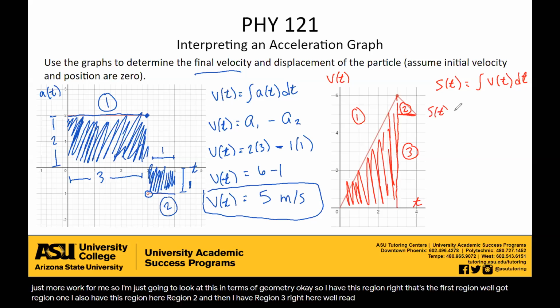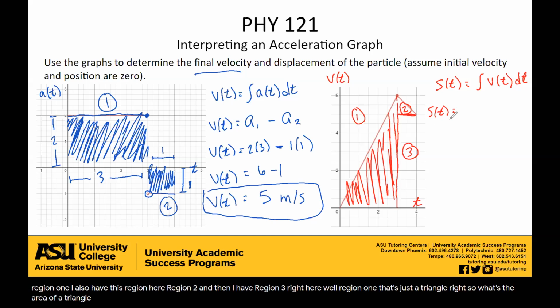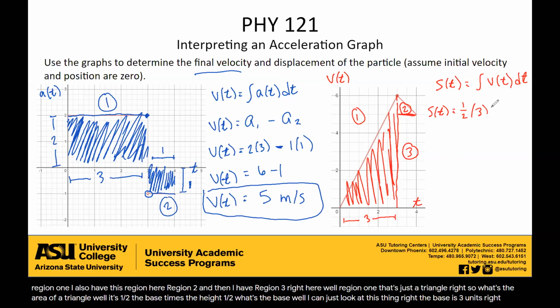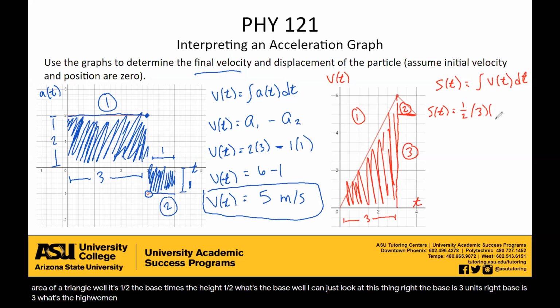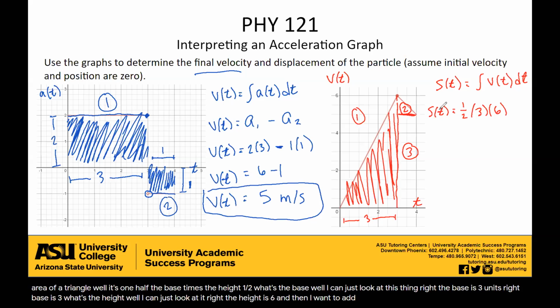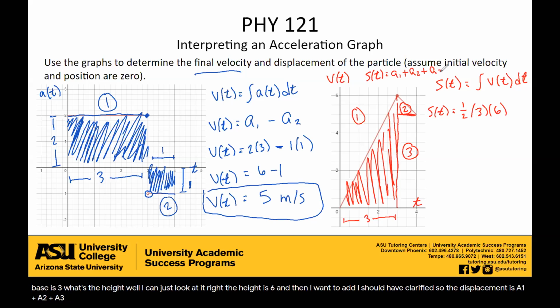Well, region 1 is just a triangle. What's the area of a triangle? It's 1/2 the base times the height. What's the base? I can just look at this. The base is 3 units. What's the height? The height is 6. And I should have clarified, the displacement is A1 plus A2 plus A3, A1 being that triangle, A2 being another triangle.